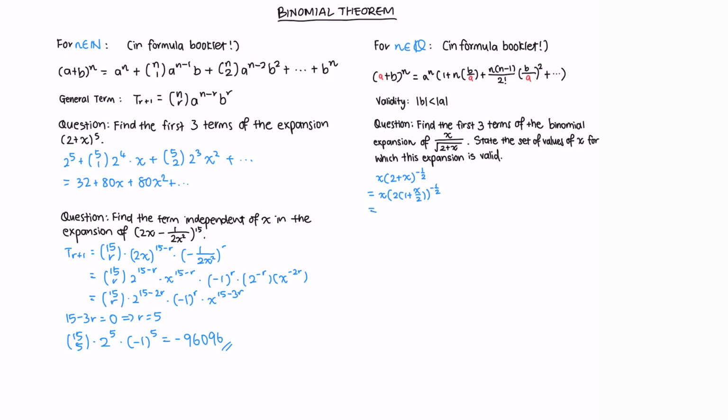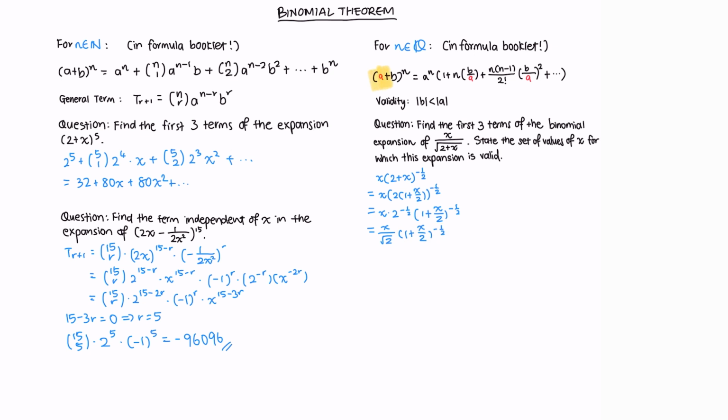And if you remember your laws of indices, you actually just get x times 2 to the power of -1/2, and then the whole thing, bracket (1 + x/2) to the power of -1/2. Alright, so if I simplify this a little bit, I'll just get x over square root 2 and then times this expansion. Now, let's actually do the binomial expansion.